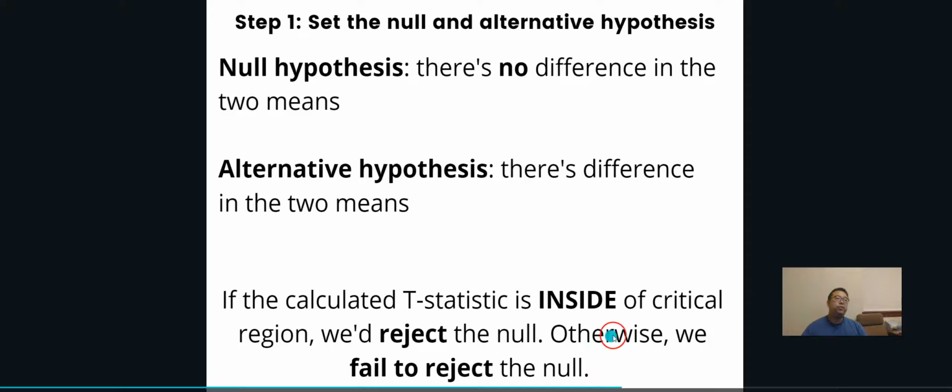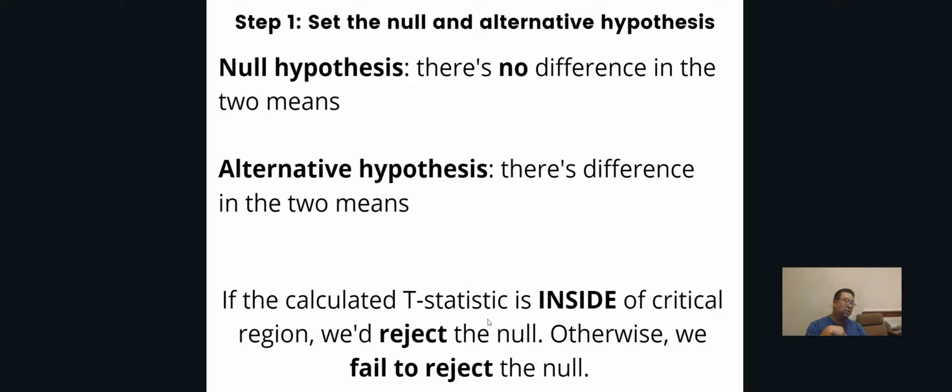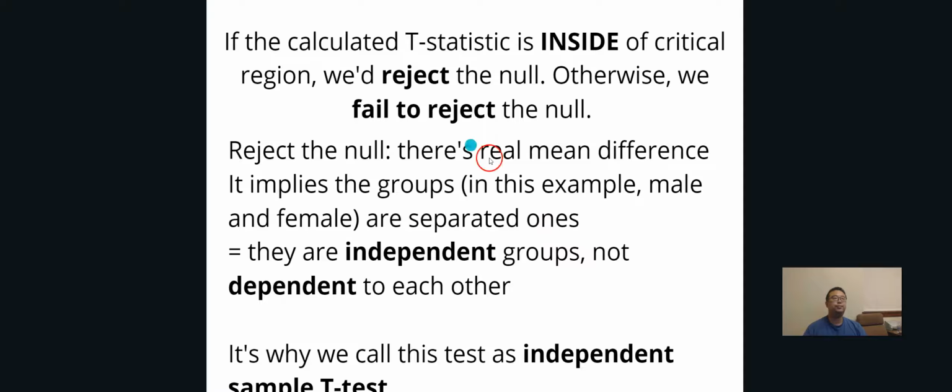But if the t-statistic, which we will calculate later, is not in those two tails but in between, it means that yes, we can see some difference between the two groups in our sample, but that difference is just caused by sampling error or by chance. So these are two divergent points.